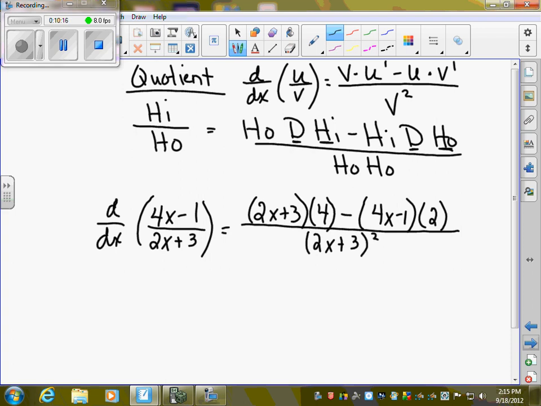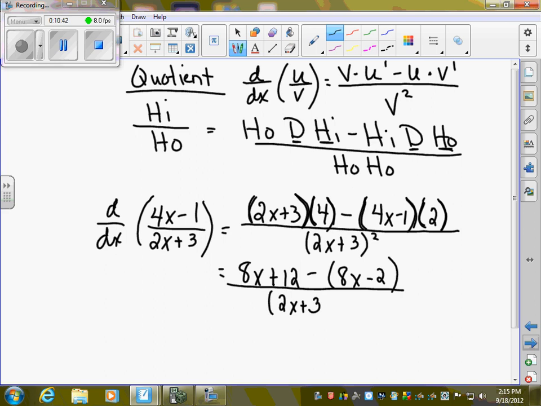The parentheses on this are really important. If you do not put those on there, you're going to end up missing some sign changes and some distributive property. So if I multiply through here, we have 8x plus 12 minus, multiply here, 8x minus 2. But then we can, all over, let's go ahead and put that, 2x plus 3 squared. You never have to worry about expanding this. Okay, so always leave it as ho squared.